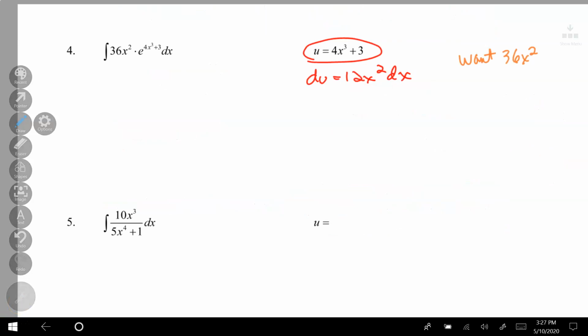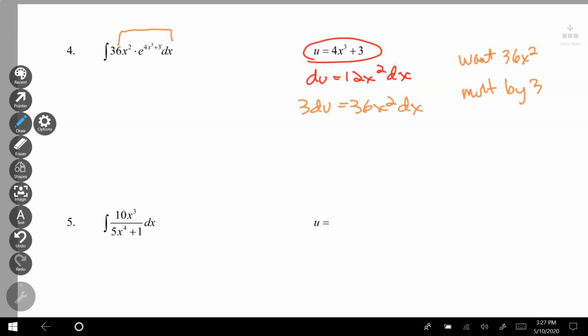So for this next problem, I set my u equal to 4x cubed plus 3, and I got du equals 12x squared dx, but I really want 36x squared. Multiply by 3, and I get 3 du is equal to 36x squared dx.